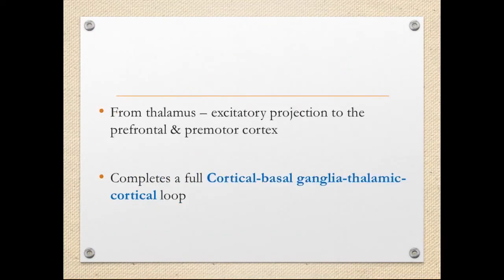Now from the thalamus there is only excitatory projection to the prefrontal and premotor cortex. So it completes a full cortical basal ganglia thalamic cortical loop. Okay.